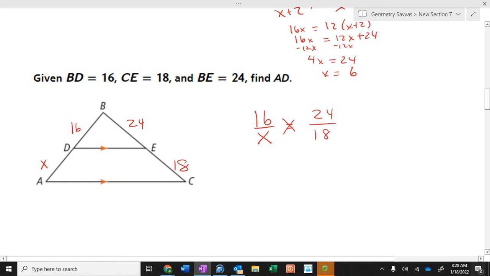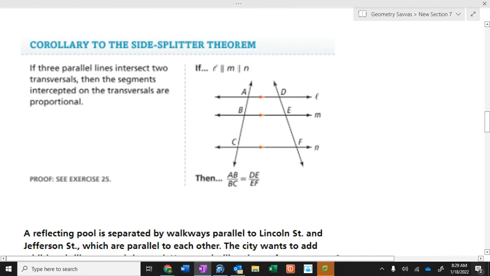So cross multiply. 24x equals what's 16 times 18? Everybody should have their calculators out, please. 288. Then if we divide by 24, what is x? 12. 16 over 12 equals 24 over 18.